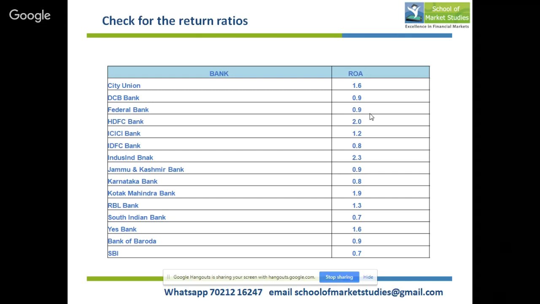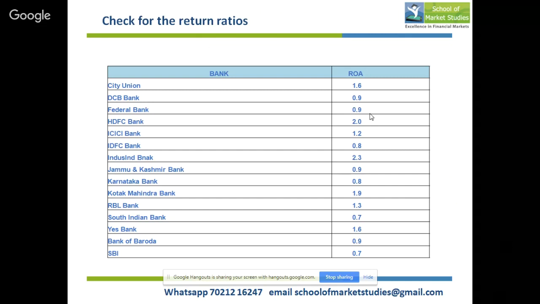So now we have shortlisted our banking universe. We also will have ICICI Bank because it is very strong on that. Kotak, RBL, Yes Bank. So now we have seven banks given to us: Indus, HDFC, Kotak, CUB, Yes Bank, RBL, and ICICI Bank.